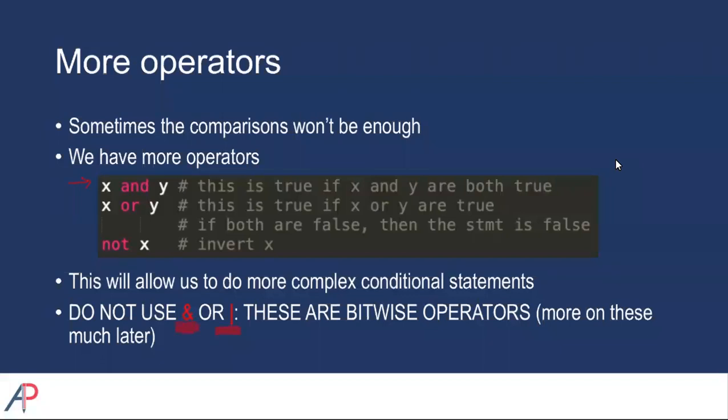Another important note that I do want to make right here: do not use the ampersand or that vertical line. If you are familiar with other coding languages like C++ or JavaScript or even Java, normally you use the ampersand or two ampersands, or you use two vertical lines in order to indicate an and or an or. But in our case, these are bitwise operators. Bitwise operators we'll talk about much later, maybe in January, and we'll talk about what these do specifically. But for now, just avoid these two symbols. If you need to use and, or, not, go ahead and just literally type out and, or, and not.